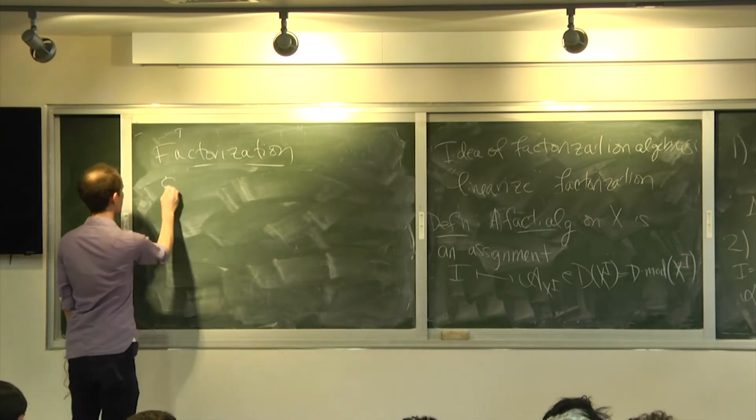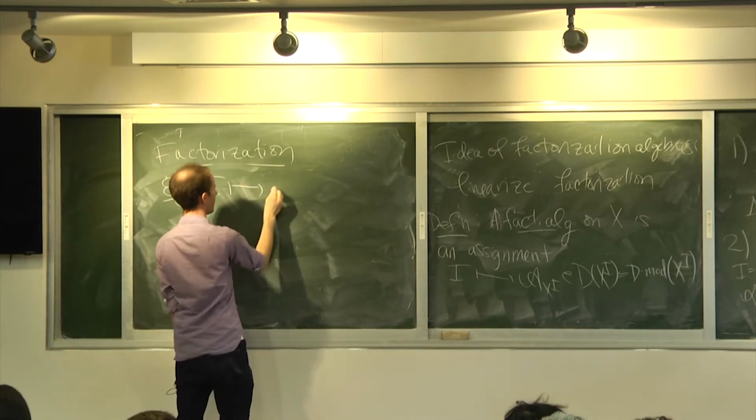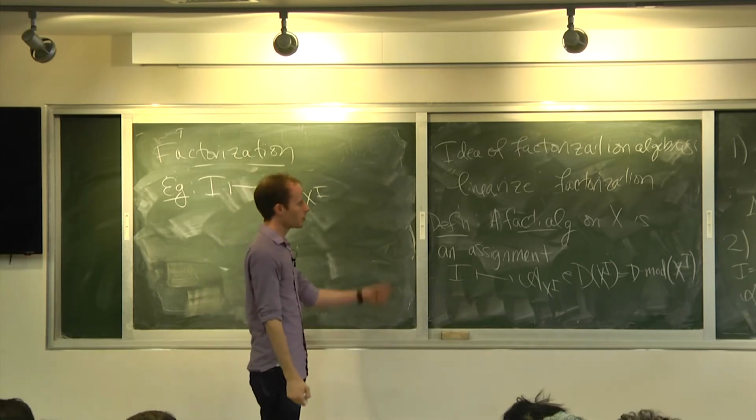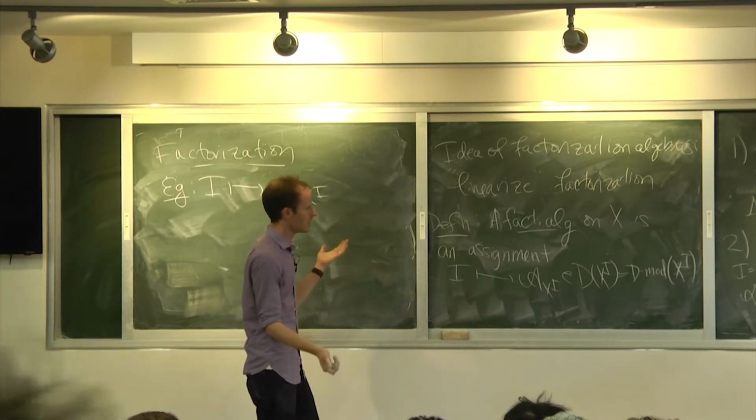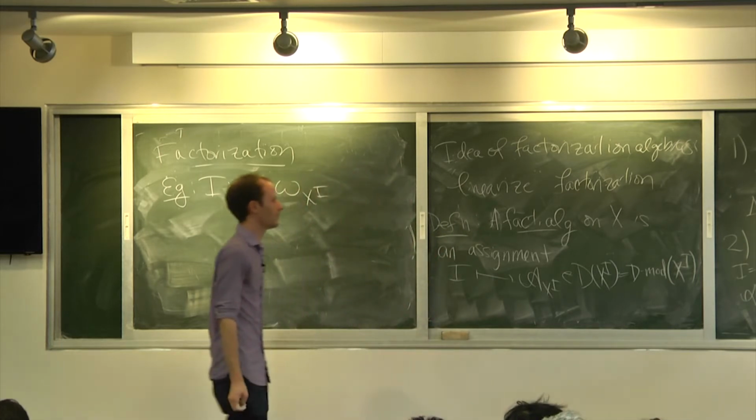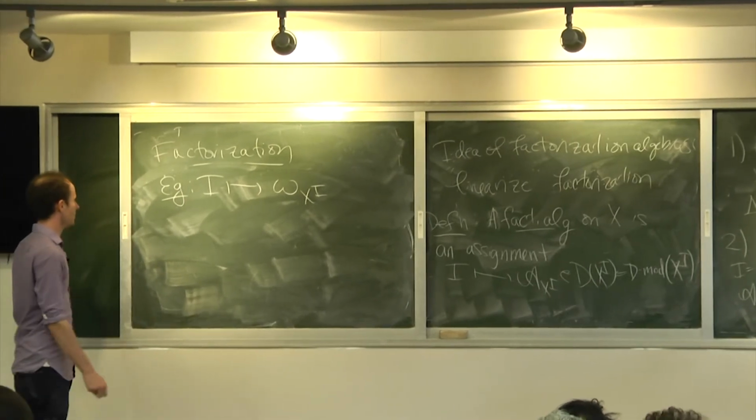OK, so an example is the rule that attaches to every finite set I the dualizing sheaf on X to the I. Because whenever you Schriek restrict the dualizing sheaf, you get the dualizing sheaf. And whenever you exterior product two dualizing sheaves, you get the dualizing sheaf. So everything in sight here is a dualizing sheaf.